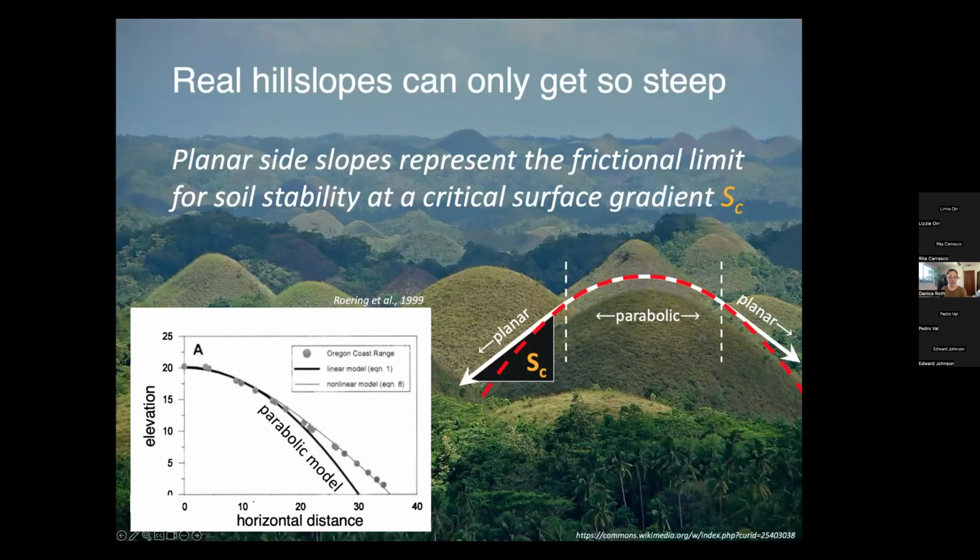Real hill slopes, however, can only get so steep before they start to collapse. So beyond a certain slope, they stop being parabolic and develop planar side slopes at some maximum stable slope. So we tend to see hill slopes, especially in active tectonic areas, with parabolic tops and then planar side slopes representing the frictional limit for soil stability at some critical gradient, S_C.